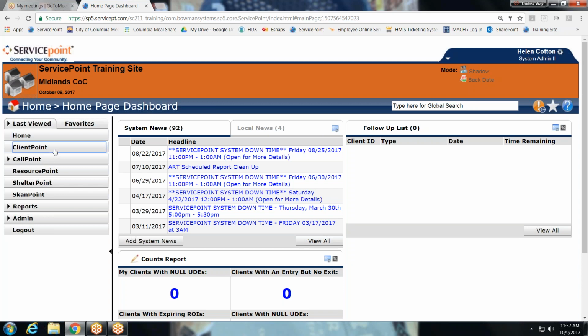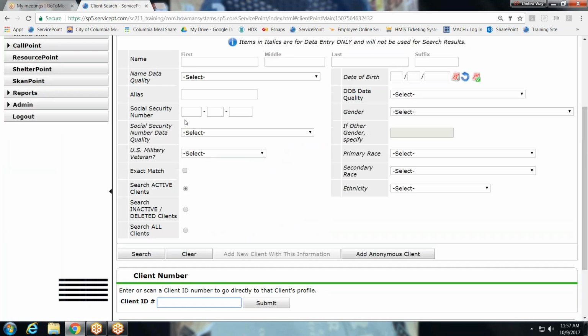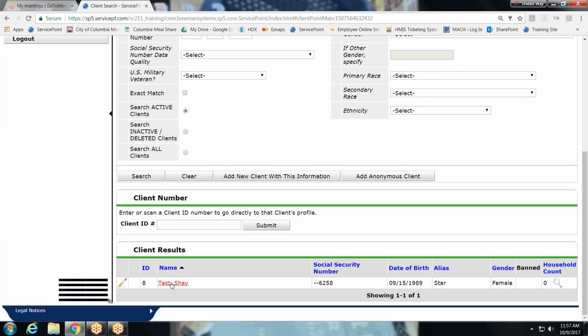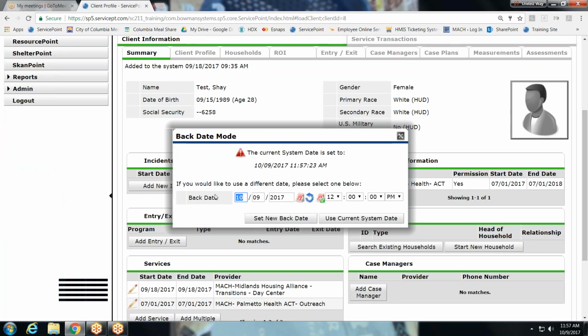As always, we go into Client Points, and we're going to search for her name. All right, we're going to click on her name. At this point, if you are doing it in real time, hit Use Current System Date. If you did this in the past, please make sure you change the date to the appropriate date that it was administered and hit Set New Back Date.